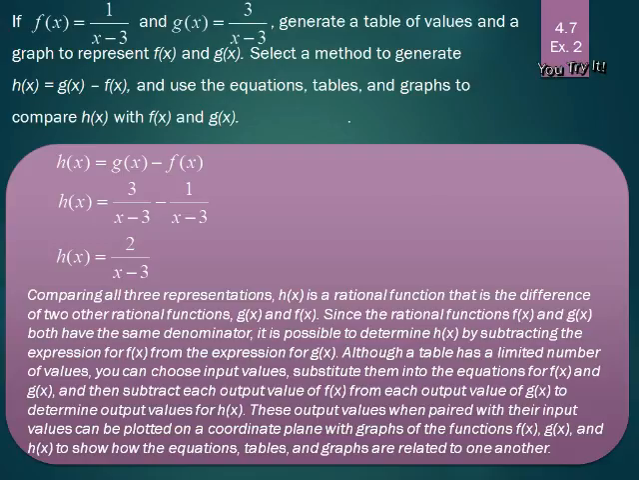Although a table has a limited number of values, you can choose input values, substitute them into the equations for f of x and g of x, and then subtract each output value of f of x from each output value of g of x to determine output values for h of x. These output values, when paired with their input values, can be plotted on a coordinate plane with graphs of the functions f of x, g of x, and h of x to show how the equations, tables, and graphs are related to one another.